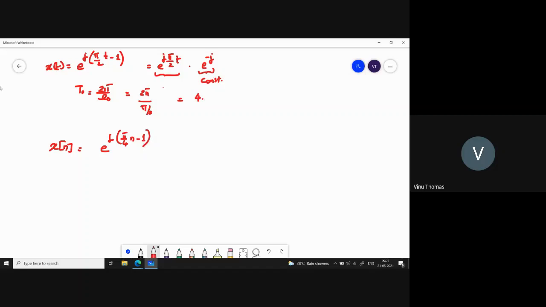How will you proceed? This again you can expand as e raised to minus j into e raised to j pi by 4 n. So this part is a constant. So you only need to check whether this is periodic. Which means you have to evaluate omega 0 by 2 pi, which in this case you get as equal to 1 by 8. So this is rational and therefore the signal sequence is periodic, and the periodicity n0 is equal to 2 pi by omega 0, which is equal to 8.